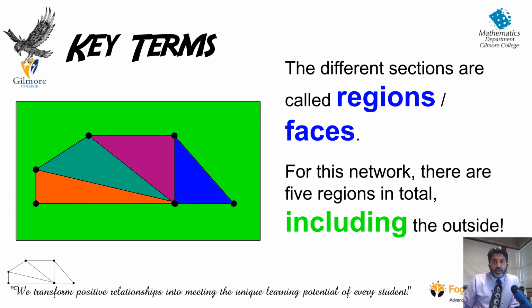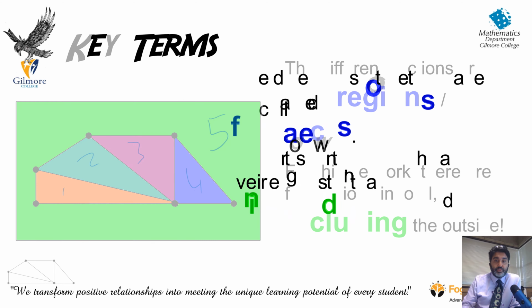In terms of the regions and faces, for this network, there's 1, 2, 3, 4, and then 5 on the outside. Remember, we're including regions that are outside the network as well, not just the ones that are closed in.